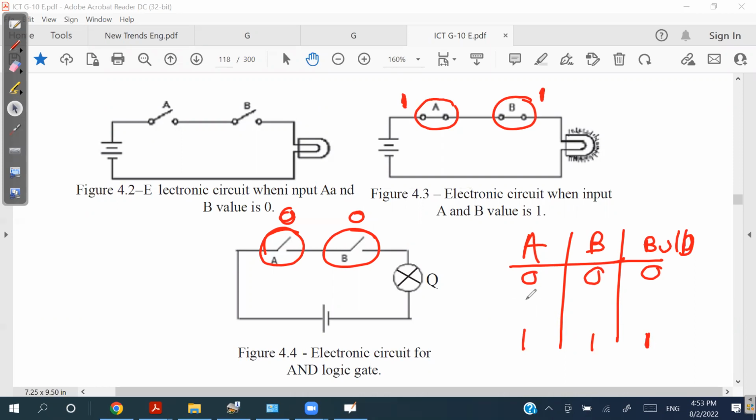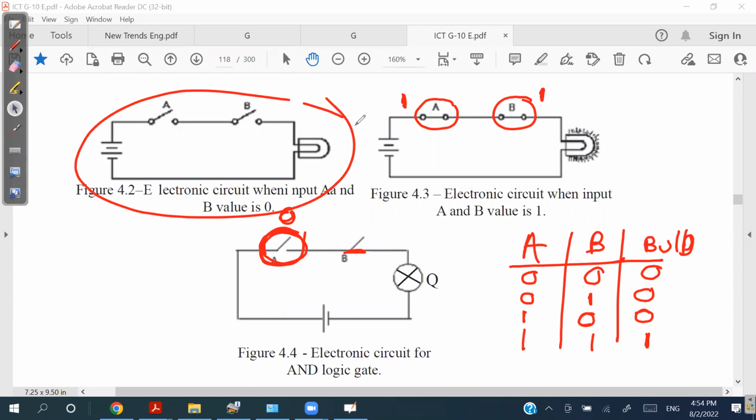And in the other two cases, when A is open, B is closed, right? Let's assume this is closed. But still, since this is open, the light will not light up, as well as when A is closed and B is open, still the bulb is not going to respond, right? So this kind of circuit illustrates the operation of the AND gate.